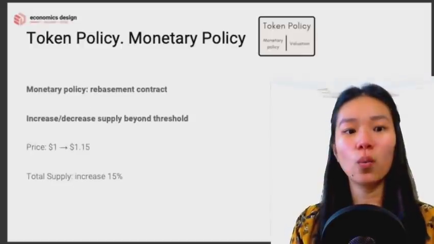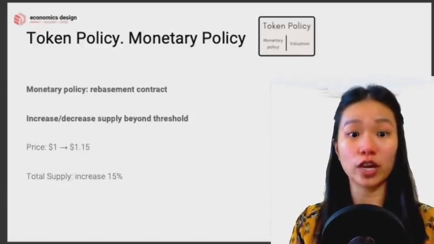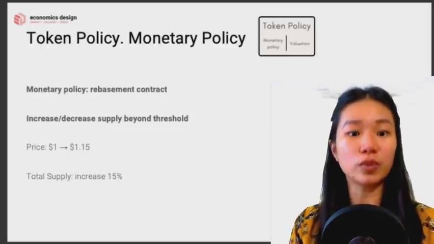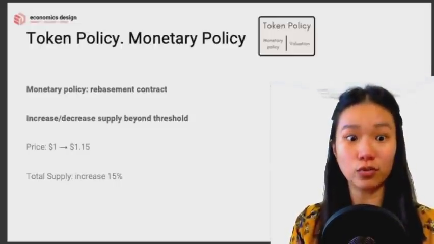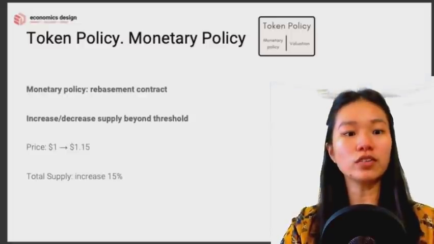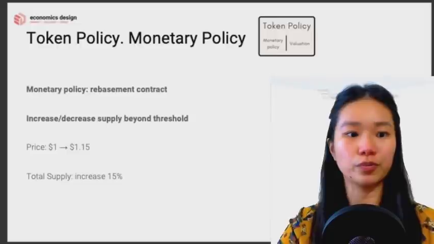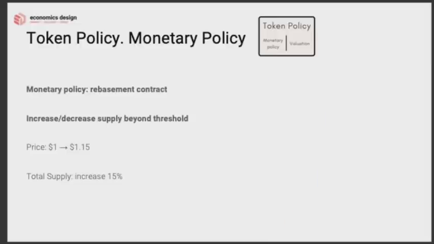If that's the case, then what is the specific monetary policy that we're talking about here? The specific monetary policy is this rebasement contract, this smart contract that does the rebasing. So it will increase or decrease the supply beyond a certain threshold. When the price is, let's say, $1 and it increases to $1.15, there's a 15% increase in price. When there's a 15% increase in price, there's a 15% increase in supply. Remember, I told you, when price increases, supply increases. When price drops, supply drops. So there's an increase of 15%. And that means in your wallet, if you have 100 tokens, then you will end up with 115 tokens because the supply increases.